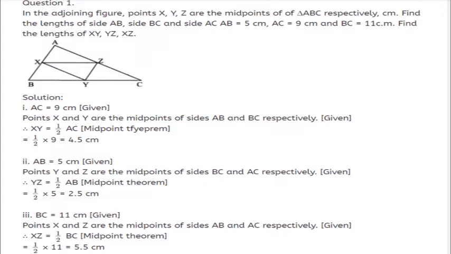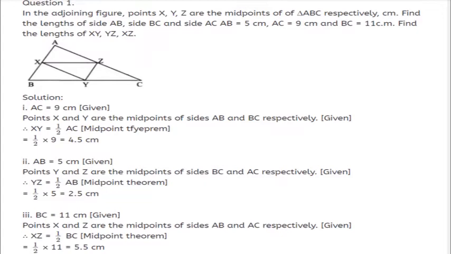So you can write in the beginning, in triangle ABC, XY is equal to half of AC by midpoint theorem. Theorem spelling is THEOREM. That is equal to half multiplied by 9. That is 9 upon 2, which is 4.5 centimeters.